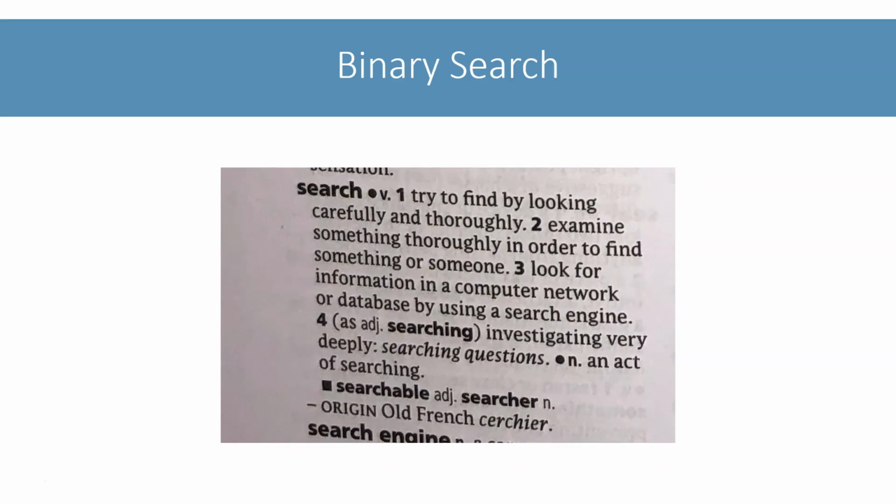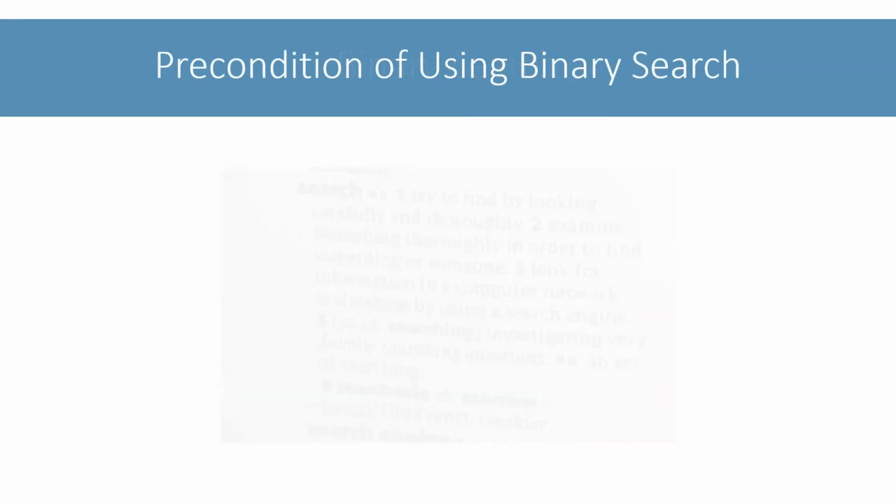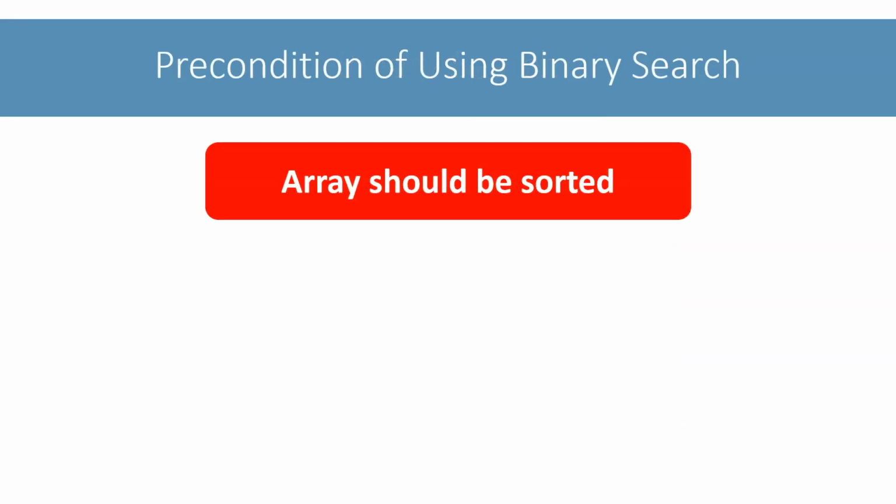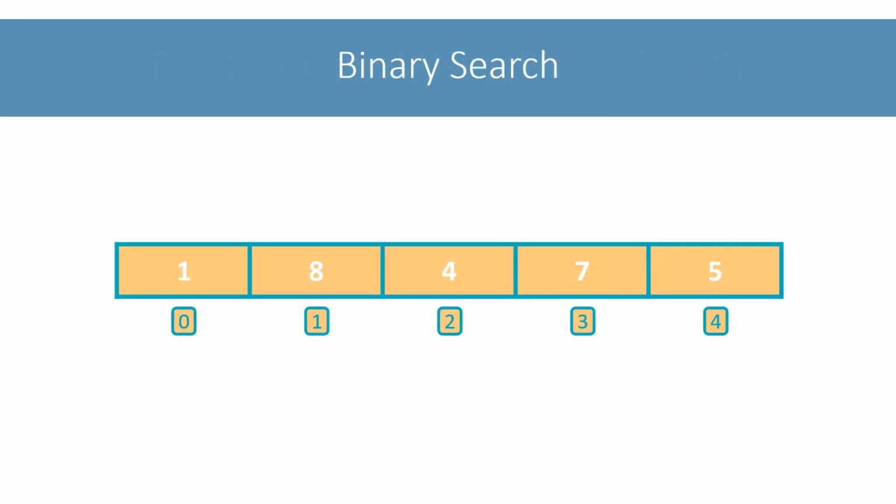We search the dictionary efficiently by using the fact that the words in the dictionary are arranged in alphabetical order. This method of searching is very similar to binary search that we are going to learn about. The precondition to using binary search is that the array should be sorted. Let's take the same array that we used in linear search and arrange its elements in ascending order.